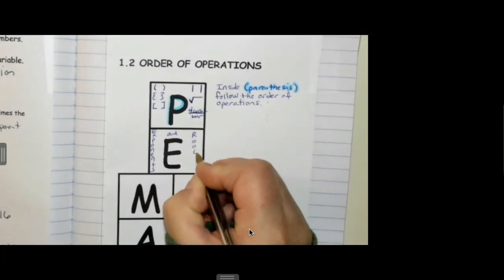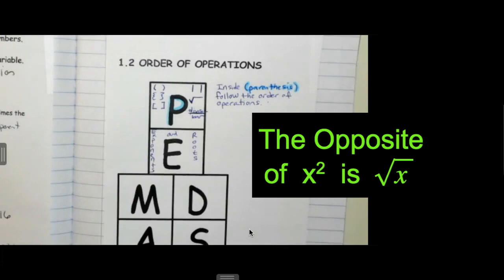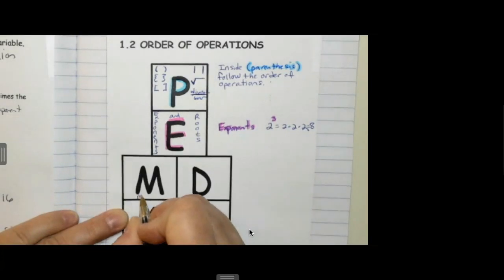Exponents. Everything has an opposite, and the opposite of an exponent is called a root. You will not see too much of roots in Algebra 1, but you will definitely see them in Algebra 2. It's about having fractional exponents. You will see square roots. That's about the only root that you're going to see. So the opposite of x squared is a square root. And exponents, just to give an example, 2 to the third.